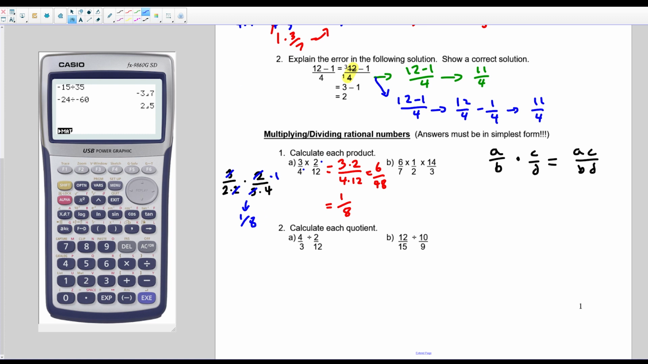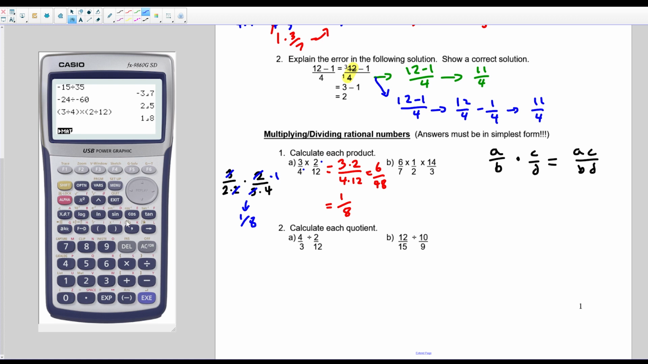If you look at our calculator here, we want to make sure that we're utilizing best practice when it comes to working with our calculators. We want to use brackets whenever we can. So 3 over 4, we're going to go ahead and put that inside of brackets, just like that. And then times 2 over 12, just like that. And we get 0.125. And we're going to convert that into a fraction rather. And we get 1 over 8.